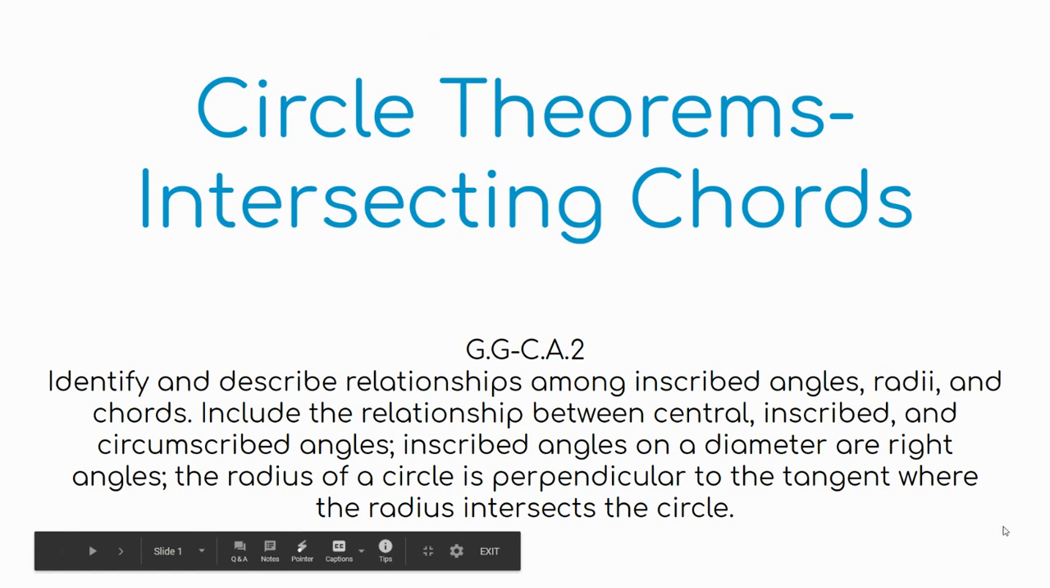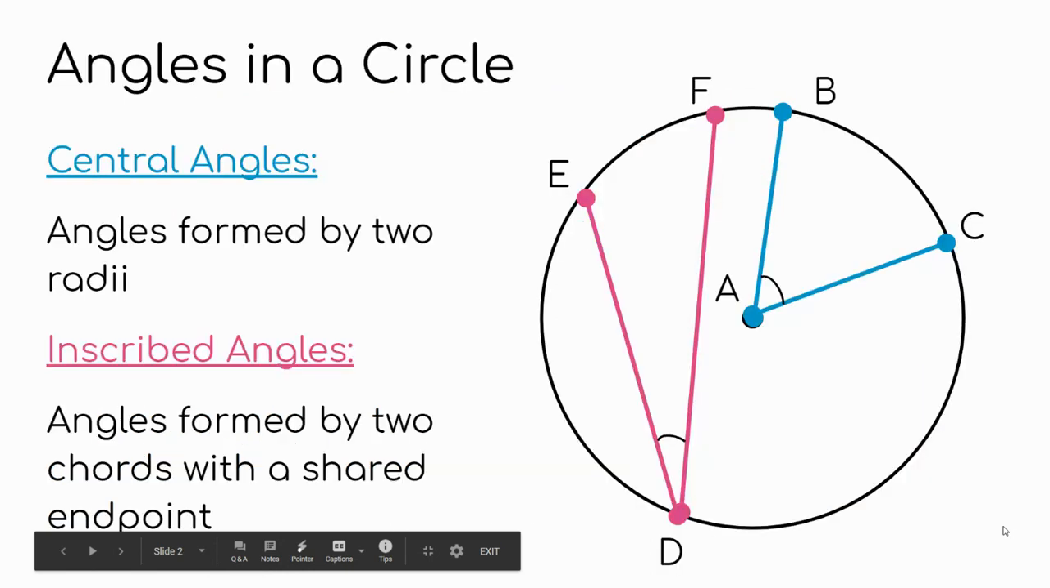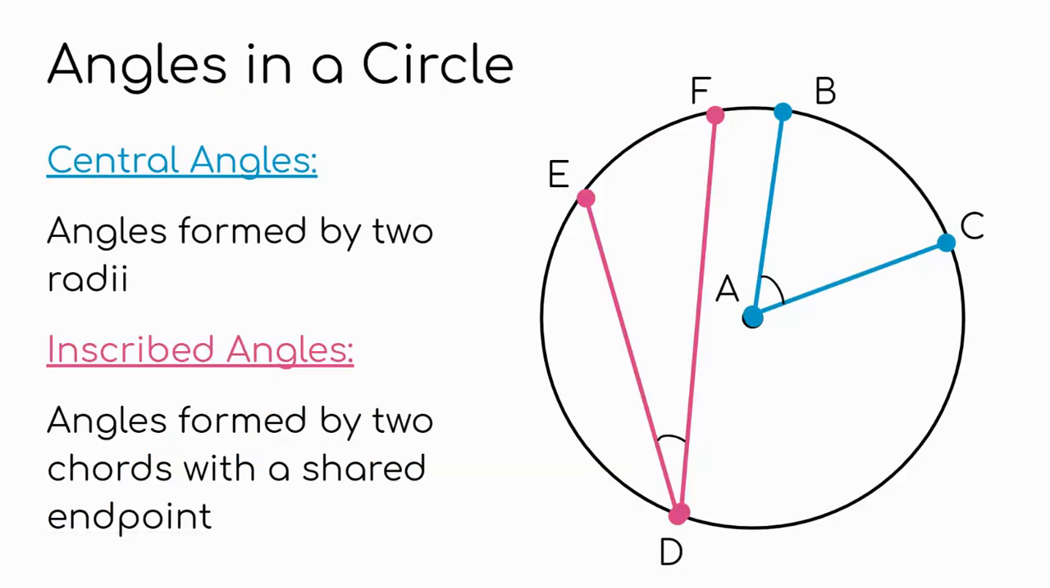So we're going to learn our new angle today called intersecting chords. All right, so far we've learned two. We've learned our central angle, which is in blue, angle BAC. Those are located at the center of the circle. They're created by two radiuses, and those are equal to the arc. So angle BAC is congruent to arc BC.